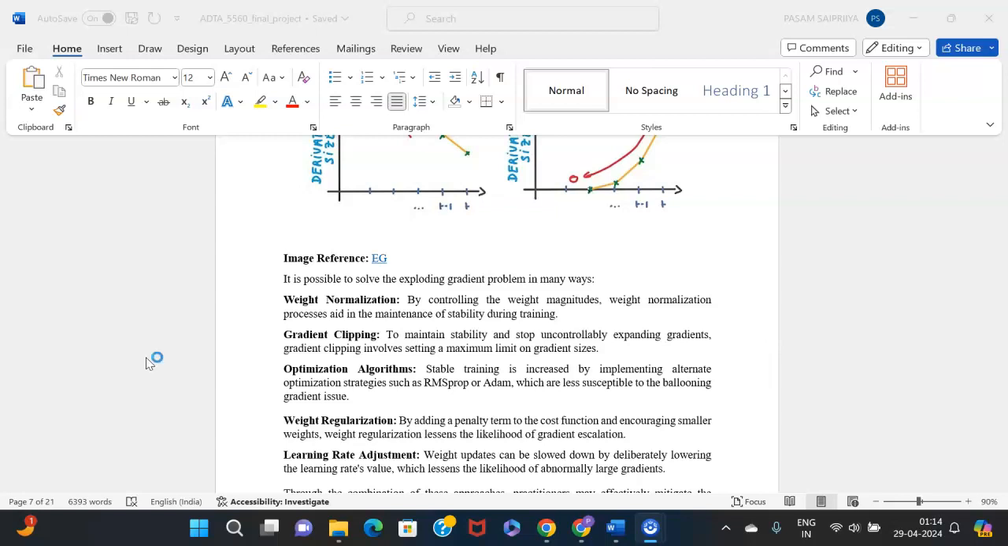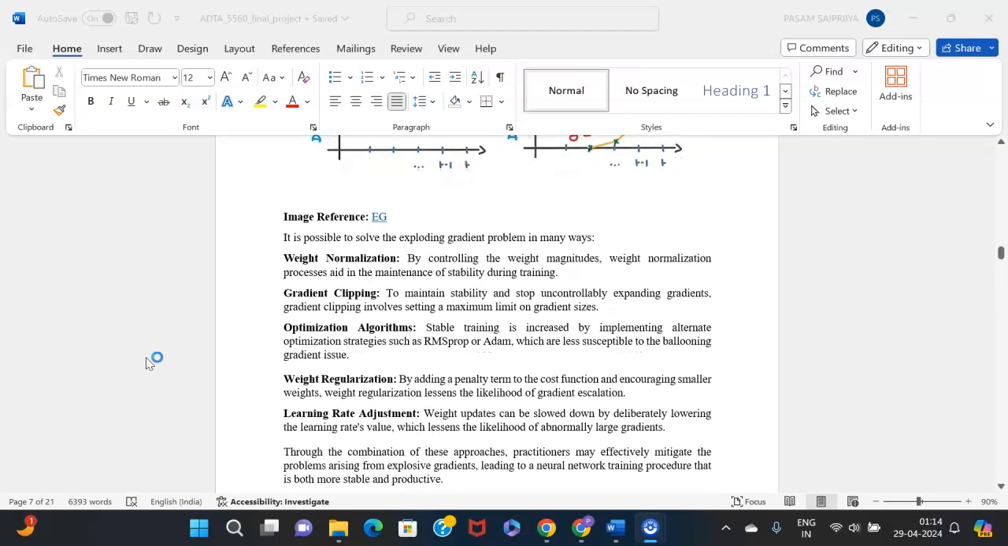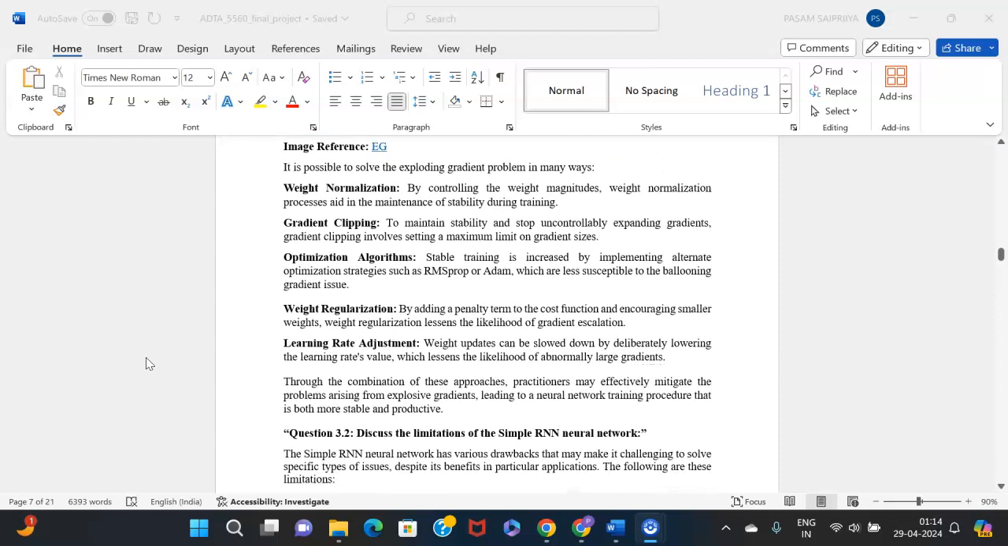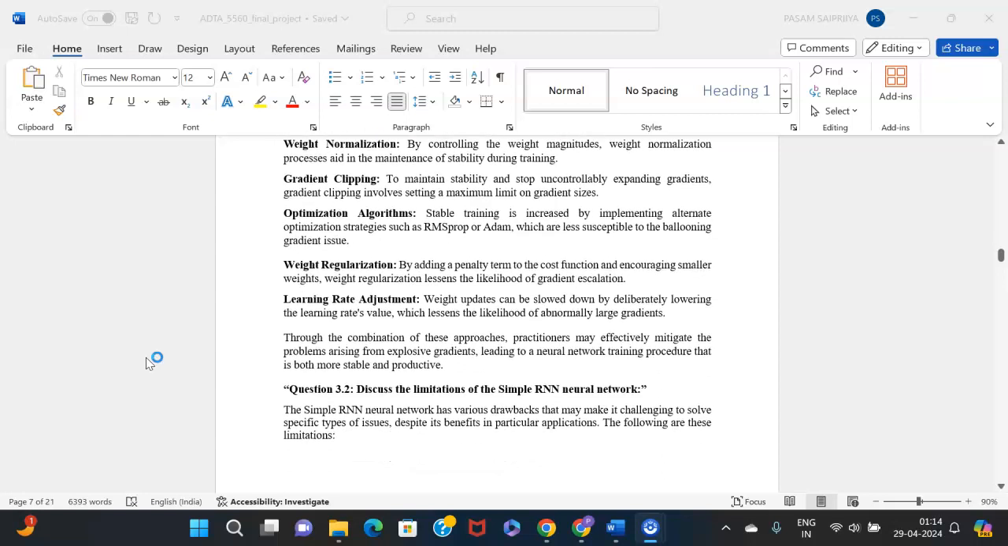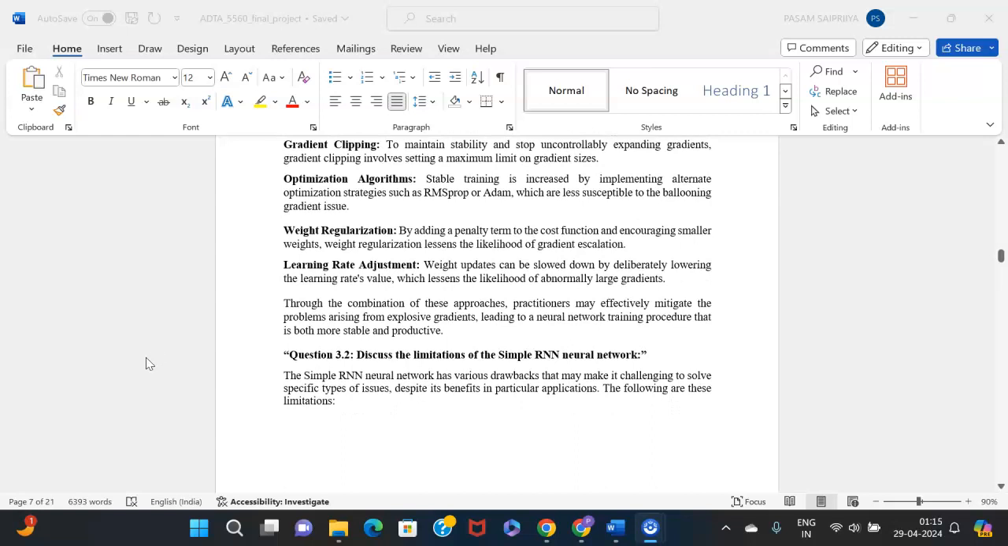Optimization algorithms. Stable training is increased by implementing alternate optimization strategies such as RMSprop or Adam, which are less susceptible to the ballooning gradient issue. Weight regularization. By adding a penalty term to the cost function and encouraging smaller weights, weight regularization lessens the likelihood of gradient escalation. Learning rate adjustment.